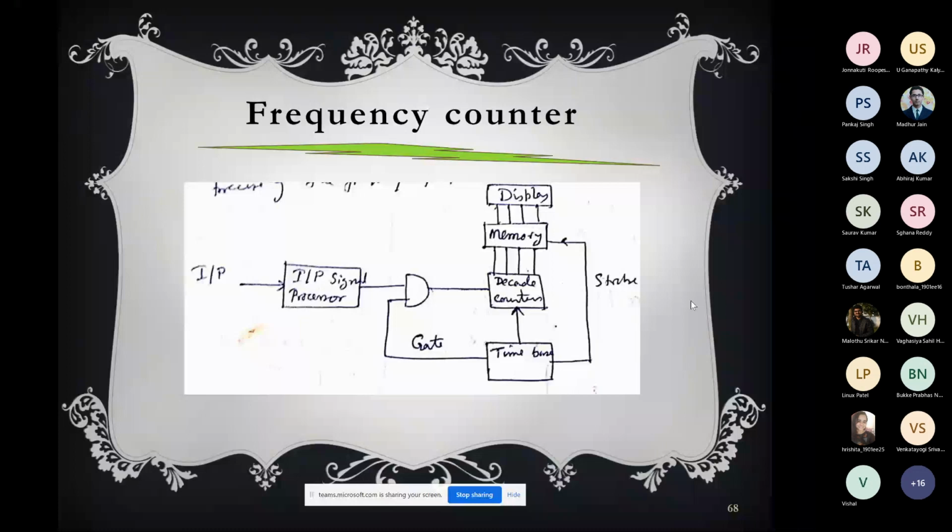And from that, the count and the time base both go to memory. In the memory, there is some arithmetic operation with the count and the time base. It is very easy to determine the frequency. And then once the frequency is determined, it can be stored or it cannot be stored, based on the instrument, but it is displayed. So you see the frequency in the display. In the digital display, you see the frequency. That is the frequency counter.